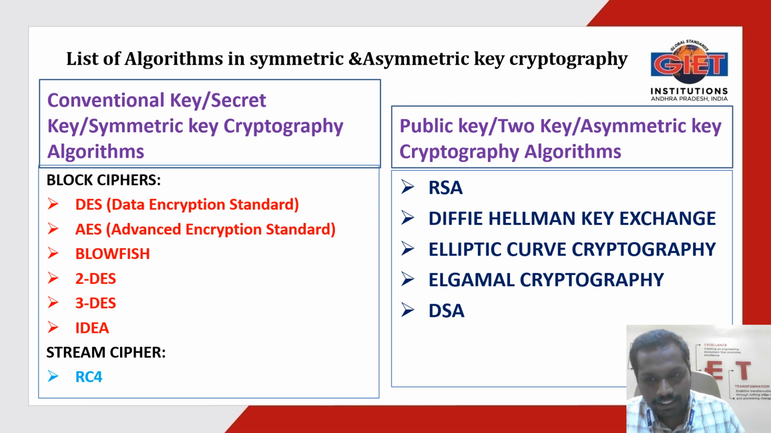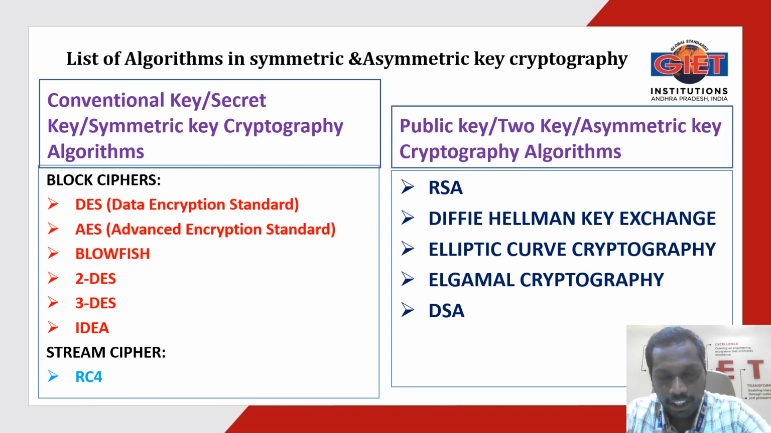Here is the list of symmetric and asymmetric key cryptography algorithms. Under symmetric key cryptography, you can see Data Encryption Standard, Advanced Encryption Standard, Blowfish, Double DES and Triple DES, followed by IDEA. These are the algorithms that come under block ciphers. Block size is generally a multiple of 32 bits: 32-bit, 64-bit, 128-bit, 256-bit, 512-bit. It keeps doubling, so 512 plus 512 is 1024-bit, and 1024 doubled is 2048-bit. It goes on, and that is what we call block ciphers.